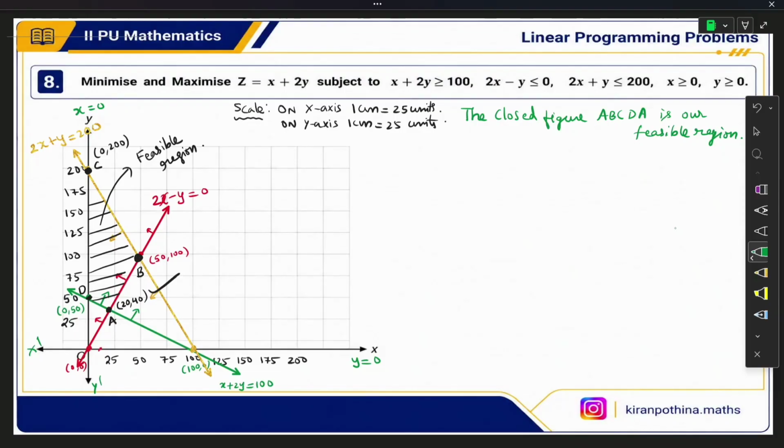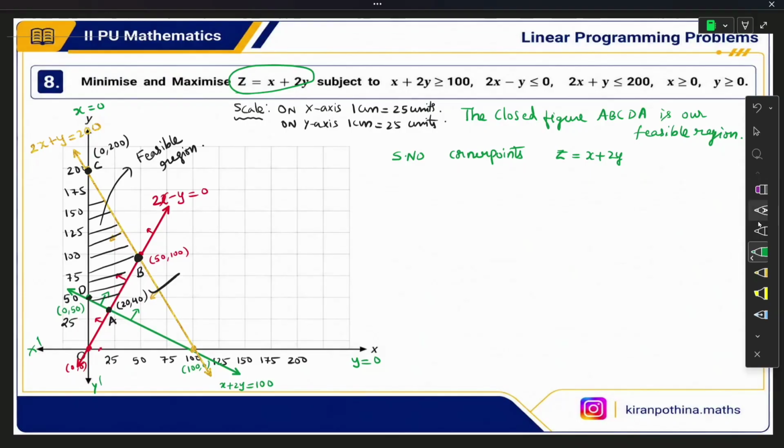Now we come to the theory part. One last step is the corner point table, with serial number, corner points, and then the objective function, that is z equal to x plus 2y. We understand that this given objective function we will use only at the end, not anywhere else.